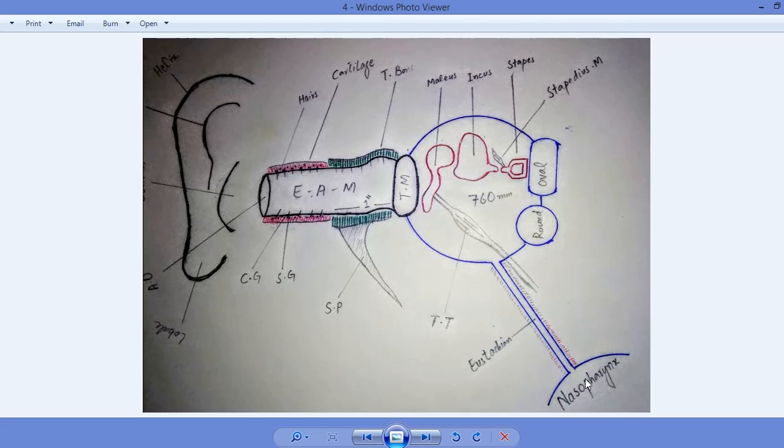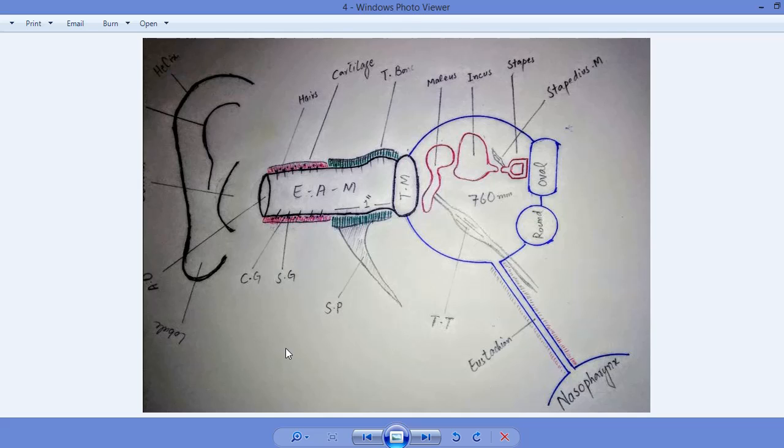At that point, we are going to feel some tingling. We are going to feel some sensation inside our middle ear. That sensation or ringing of sound is due to maintaining the pressure externally and internally.